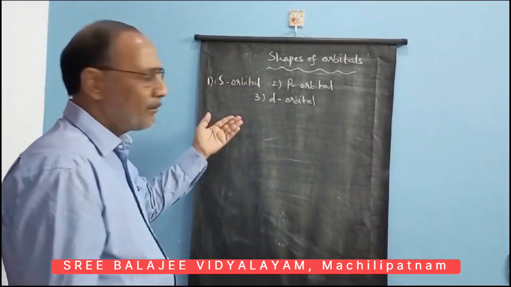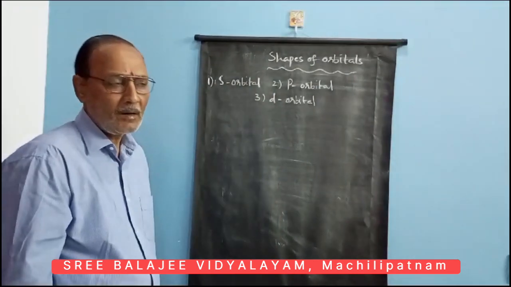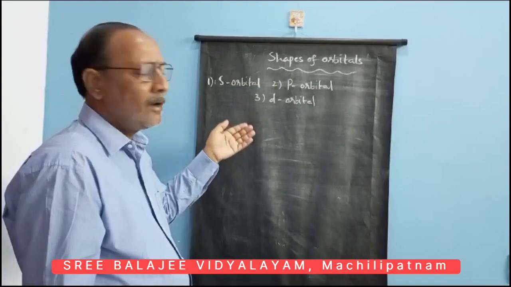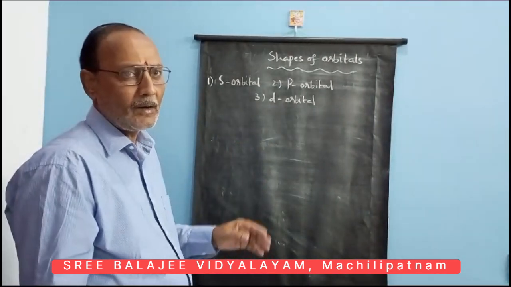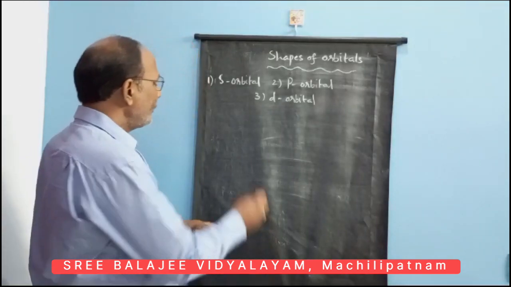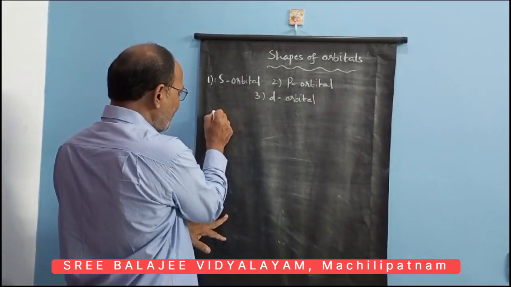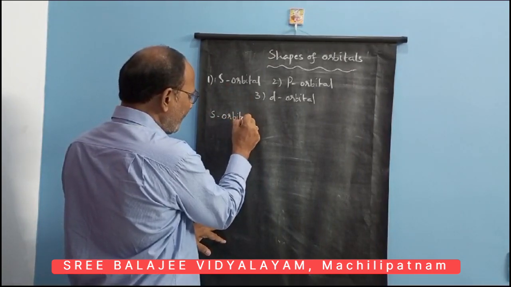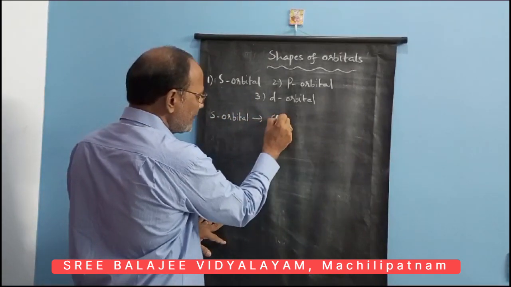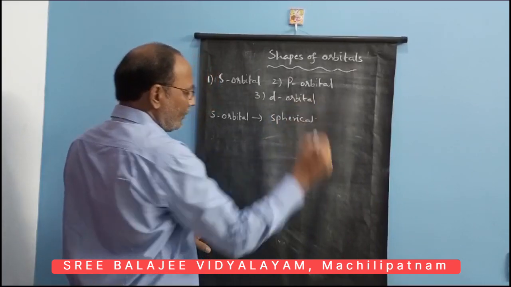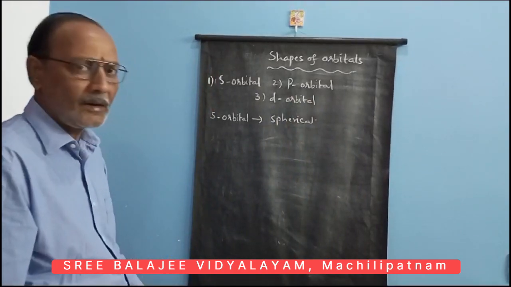Of course, an orbital is three-dimensional, but here it is a picture only. That's why we may consider the three axes for drawing all these varieties of the three orbitals. So the first, the s orbital, is spherical in shape. Spherical means the circular shape.